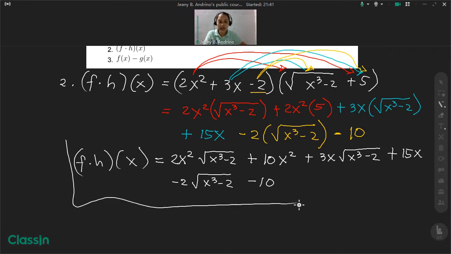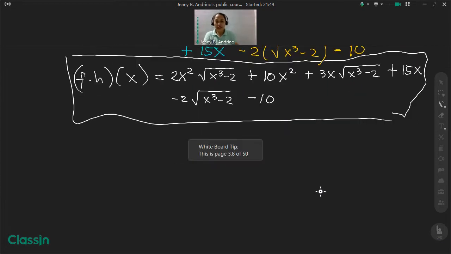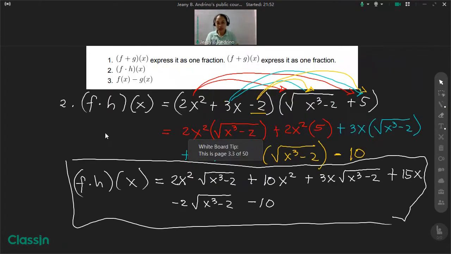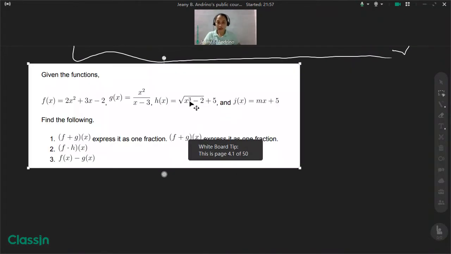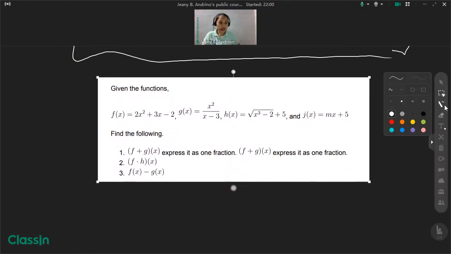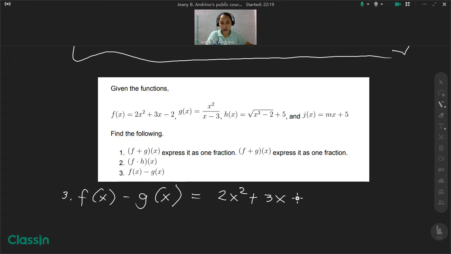So I hope that is clear. Okay, next one, we go for the third one. So let me just copy this one first. Okay, there. So the third one is f of x minus g of x. So we start off with our f of x. We have 2x squared plus 3x minus 2.